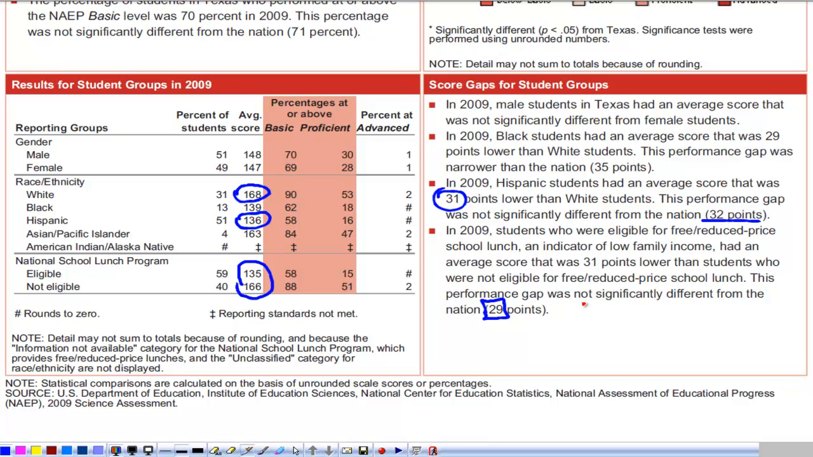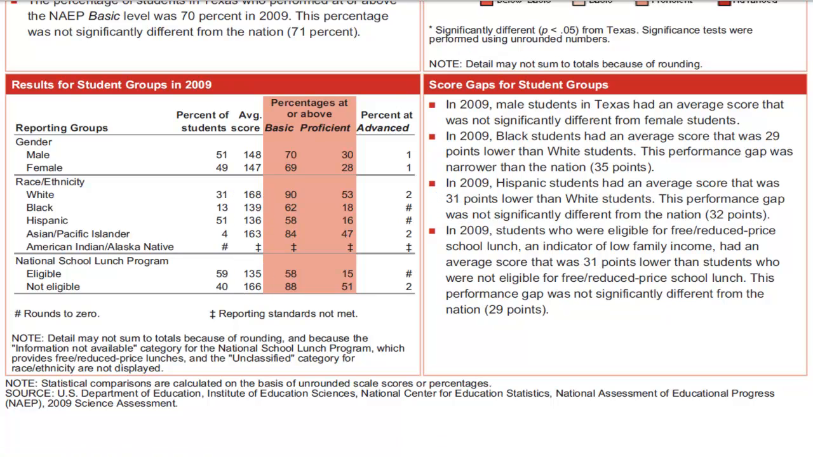This performance gap was not significantly different. You shouldn't try to draw any conclusions saying that, hey, ours was 31, theirs was 29, we're not doing that much worse. The statistics say the gap really wasn't big enough to justify making any changes based on that.